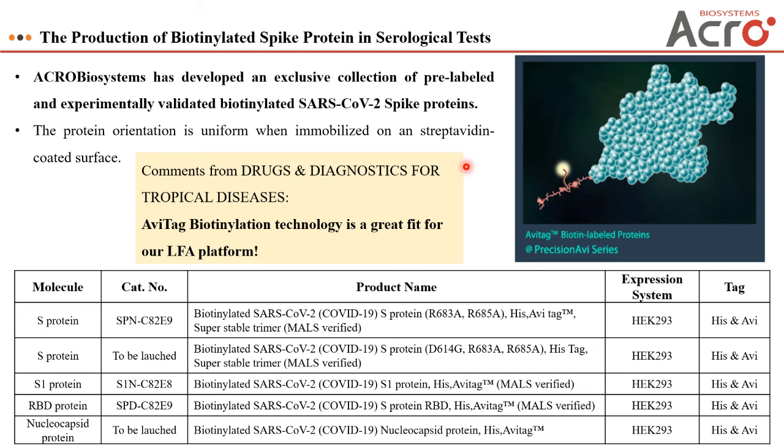One of our customers, Drugs and Diagnostics for Tropical Diseases, has commented after using our biotinylated spike proteins that the AVI-Tag biotinylation technology from ACROBiosystems is a great fit for our LFA platform. We have launched 3 biotinylated SARS-CoV-2 related products, including spike trimer protein, S1 protein, and RBD protein. Biotinylated spike trimer protein with D614G mutation and biotinylated nucleocapsid protein will be launched soon.